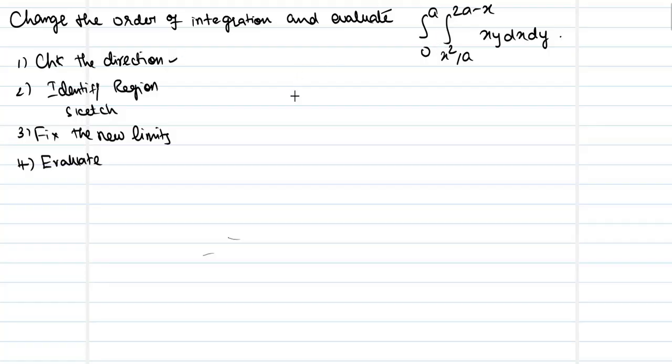Now for the first one, checking the direction. We have the limit as x square by a and 2a minus x. We have to keep in mind x cannot be the limit of itself. So we know that like poles repel each other. So whenever we have a limit of x, that has to be for the variable y. So y varies from x square by a to y varies from 2a minus x.